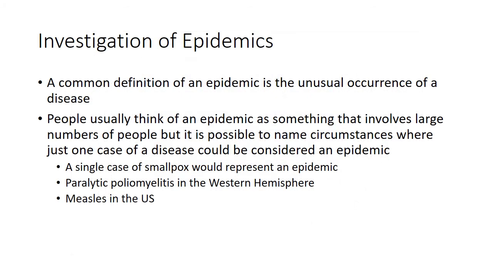So just remember when investigating epidemics that the definition is unusual occurrence of a disease. Some people think an epidemic has to include tons of people, but even just one case of a disease could be considered an epidemic. Imagine if a single case of smallpox was discovered. That could represent an epidemic. That's a disease we otherwise thought is eradicated. Polio in the Western Hemisphere, say, or measles in the U.S. These are all things that we have relatively gotten rid of. So even one case would be considered epidemic for our definitions here.